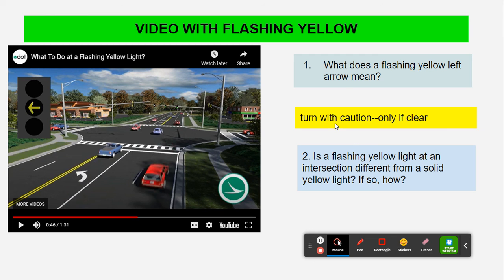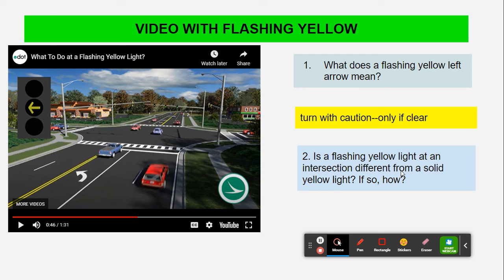Okay. So we saw this. What does a flashing yellow left arrow mean? It means you have to yield the right of way to oncoming traffic, right? Let them clear before you can make your turn. But you are allowed to make your turn there. It should free up a little bit more traffic for you. It's really a nice thing.